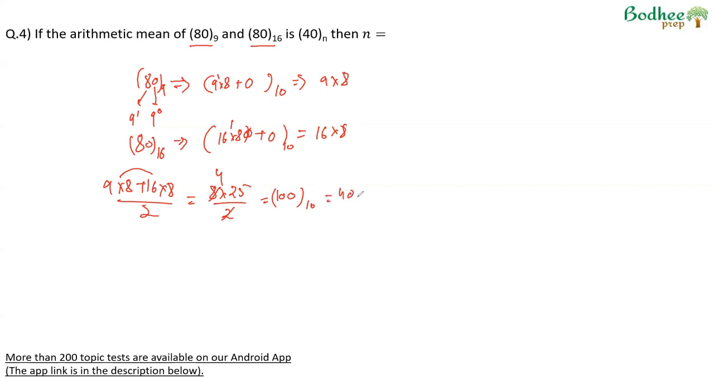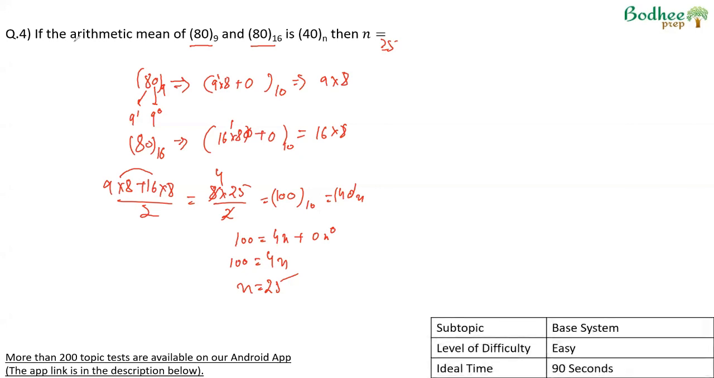This is given as 40 in base n. So we can say 100 is equal to, if we convert this into the decimal system, 4 into n plus 0 into n raised to power 0, or 100 is equal to 4n, which will give us the value of n as 25. So the base system here is 25. That becomes the answer. The topic is base systems, and the question is not very difficult. It could be attempted in about a minute and a half.